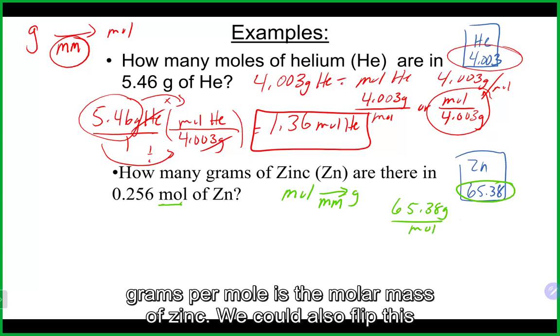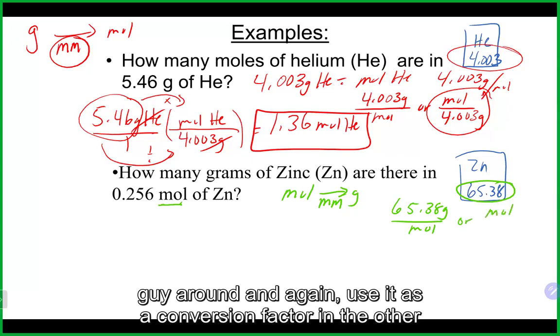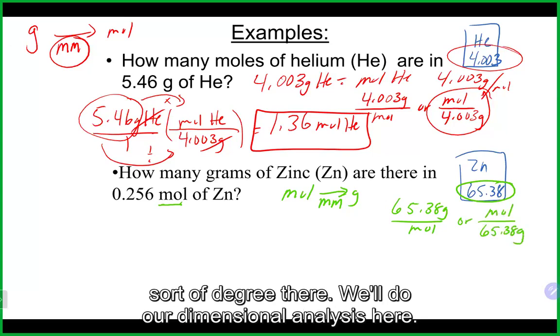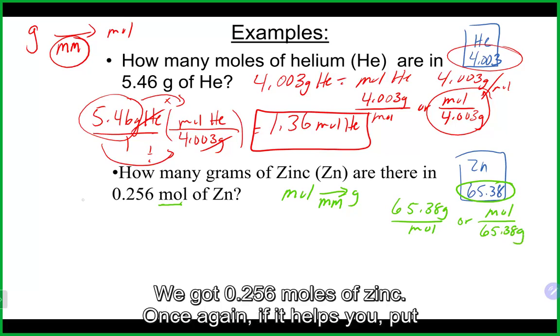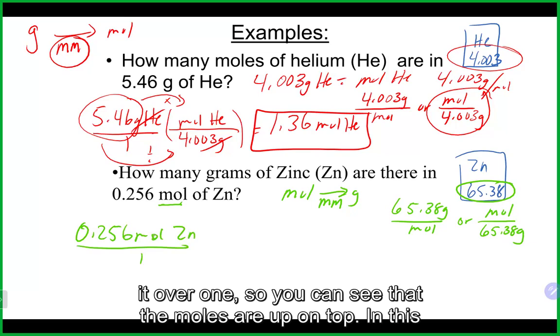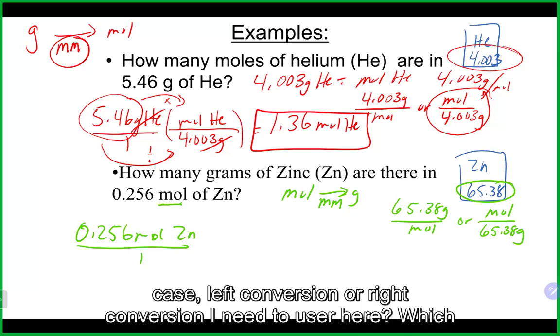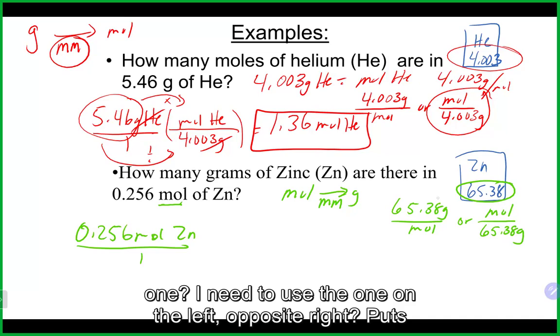The molar mass is 65.38 grams per mole for zinc. We could also flip this around and use it as a conversion factor in the other direction. We'll do our dimensional analysis here. We've got 0.256 moles of zinc. Once again, if it helps you, put it over 1 so you can see that the moles are up on top. In this case, left conversion or right conversion, which one do I need to use? I need to use the one on the left, opposite, right?